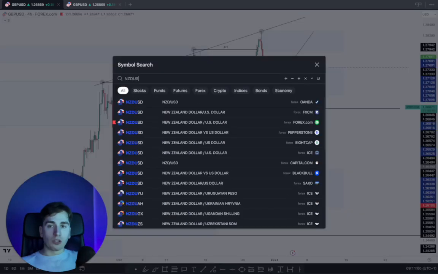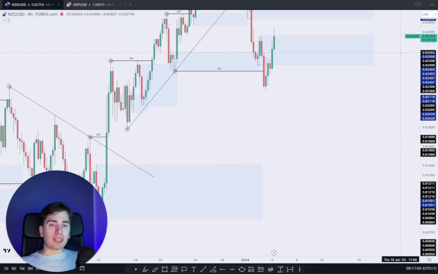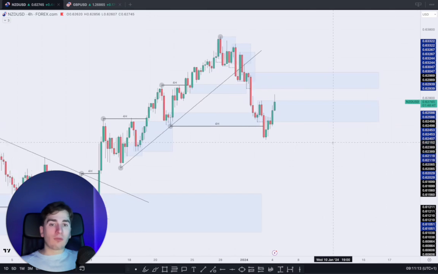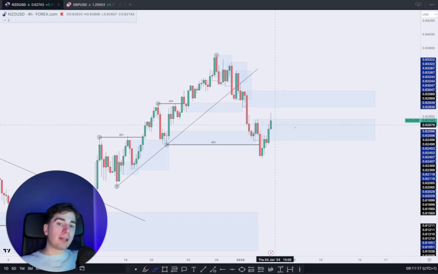Now moving on in towards Kiwi dollar. So NZD US dollar. As we can see, we saw some initial reaction to our zone over here. However, this is during the Asia session. Asia session, less volume, less probability for our trade to play out. Of course, also after seeing a 4-hour BOS, you expect a pullback.